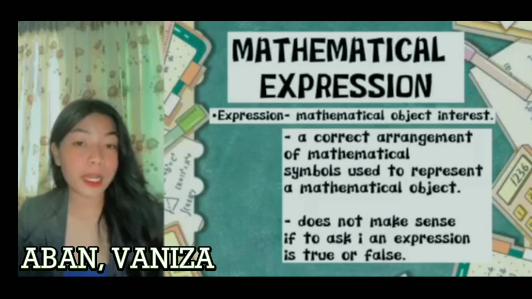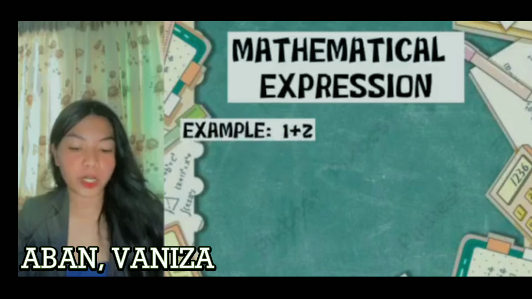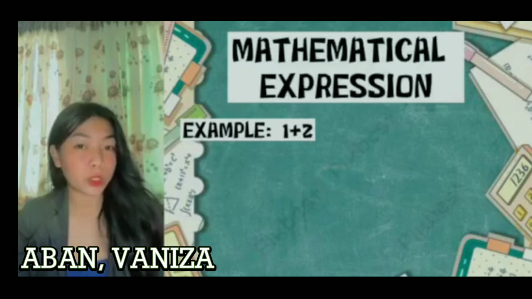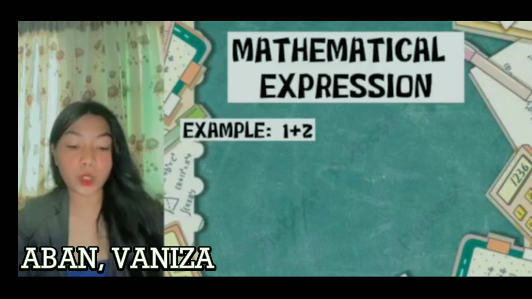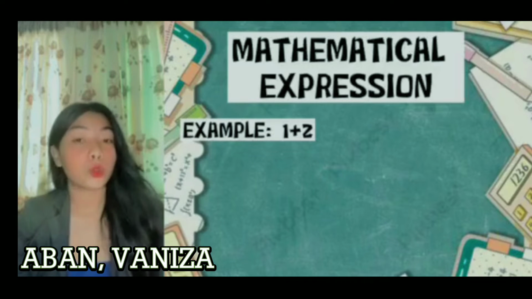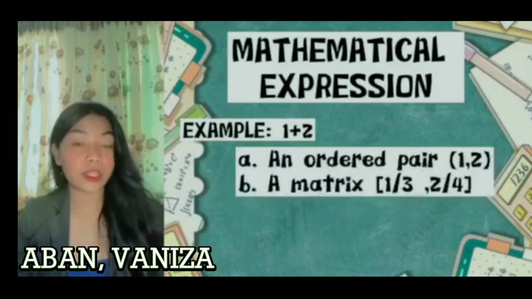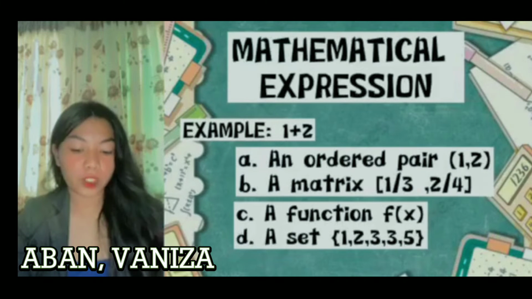Because in a mathematical expression, you cannot ask if it is true or false because there is no answer. For instance, expressions are here. So for example, 1 plus 2. This is just a mathematical expression. Can you ask if it is true or false? No, we cannot, because there is no answer. 1 plus 2, true or false? No, there's no answer. So also here and here, these are all examples of expressions.